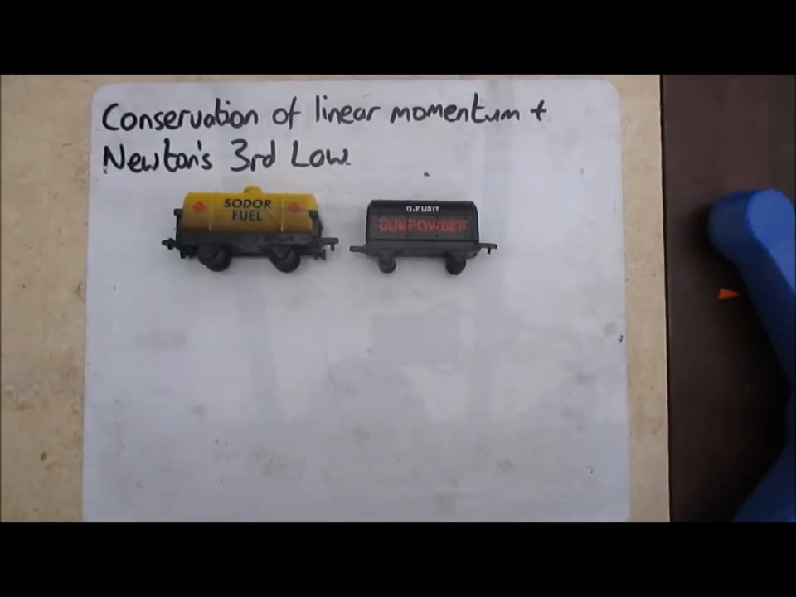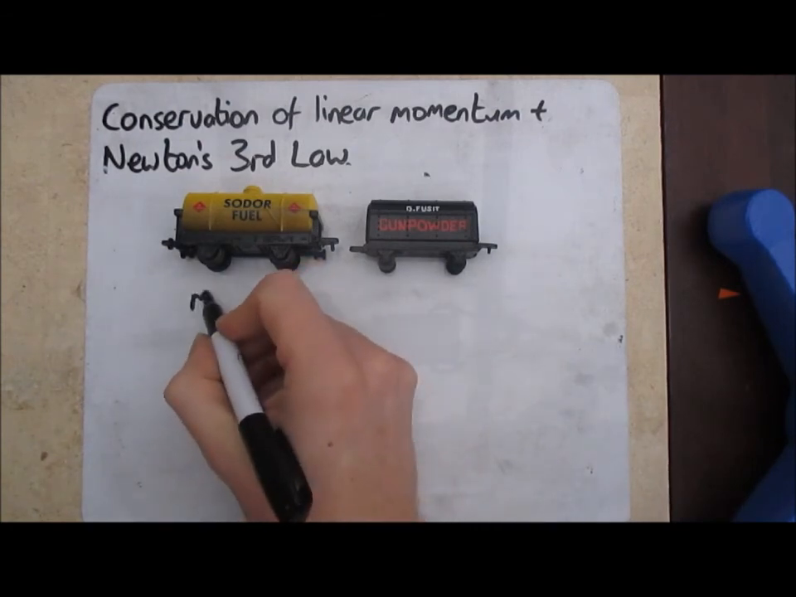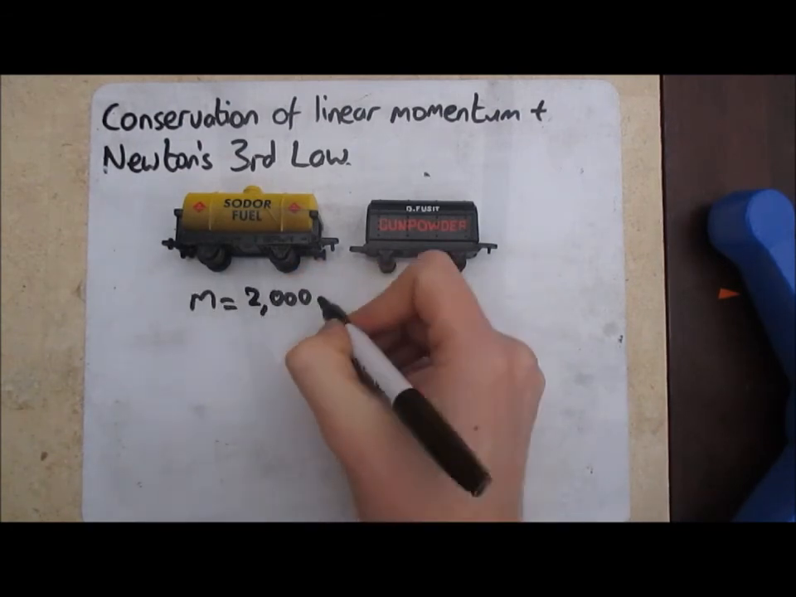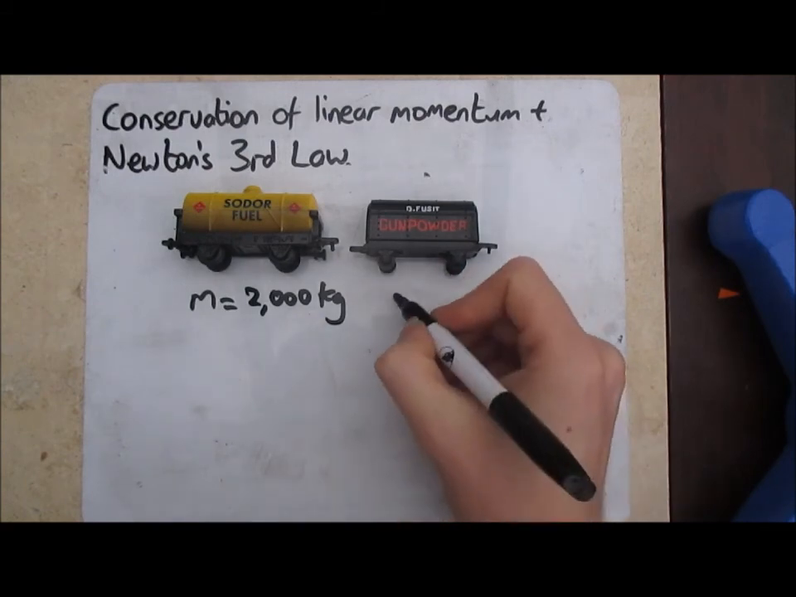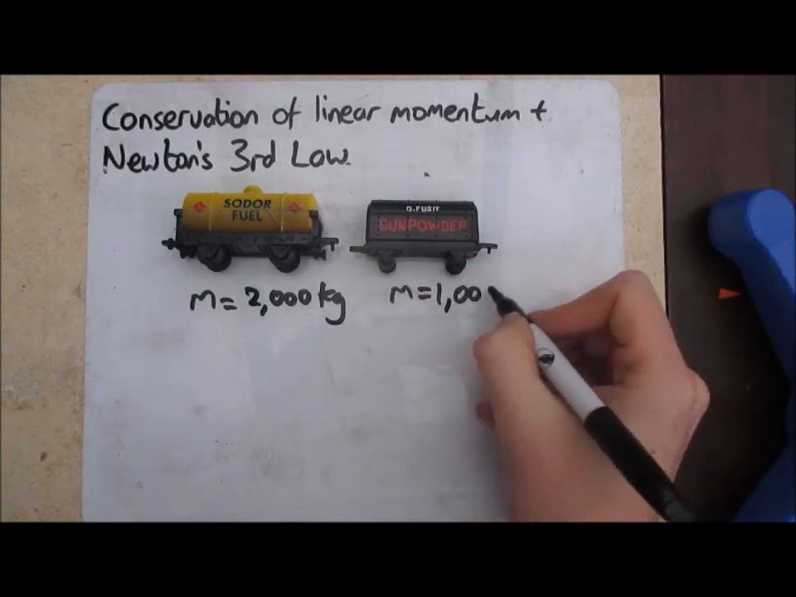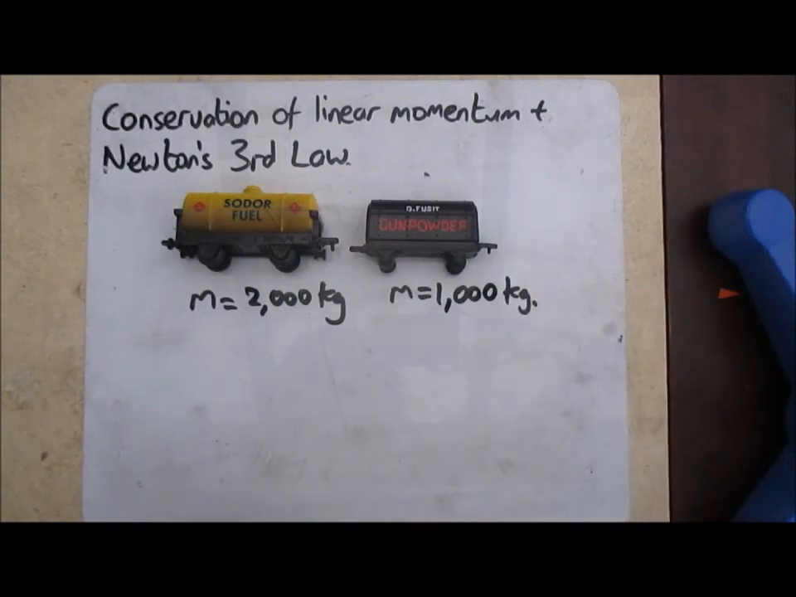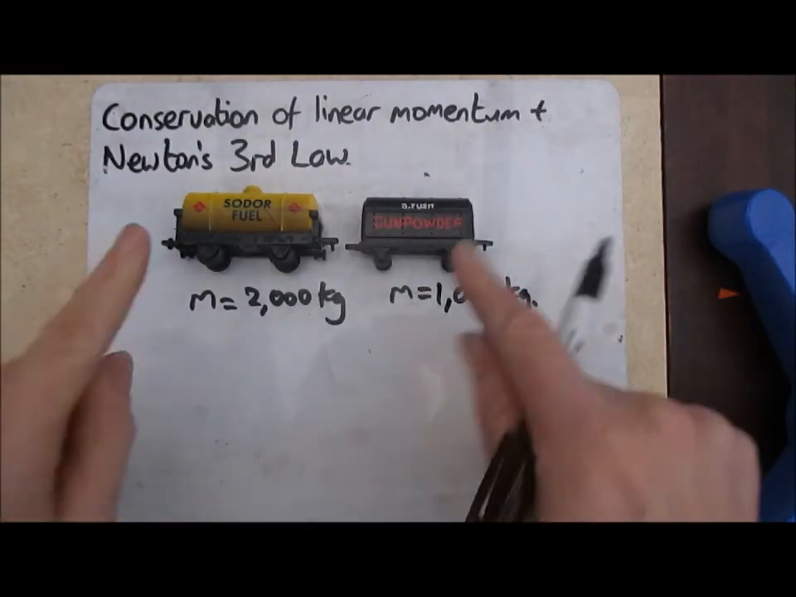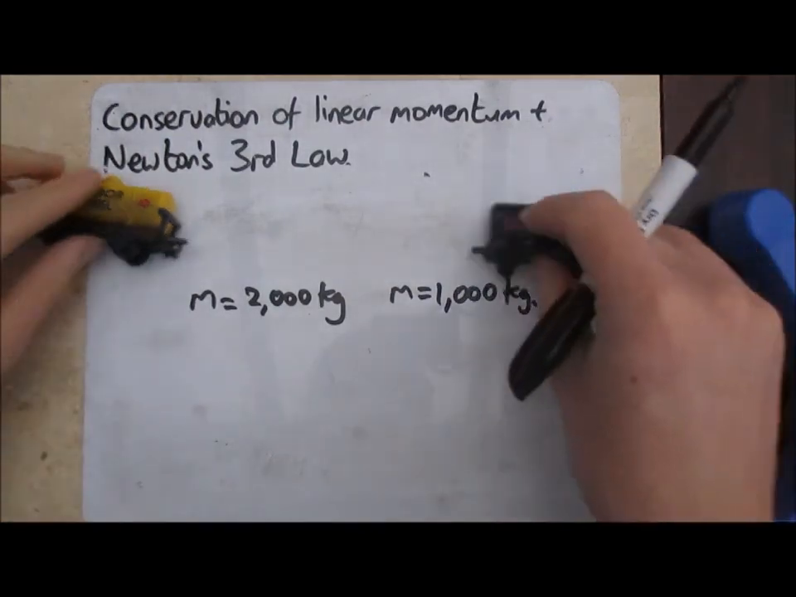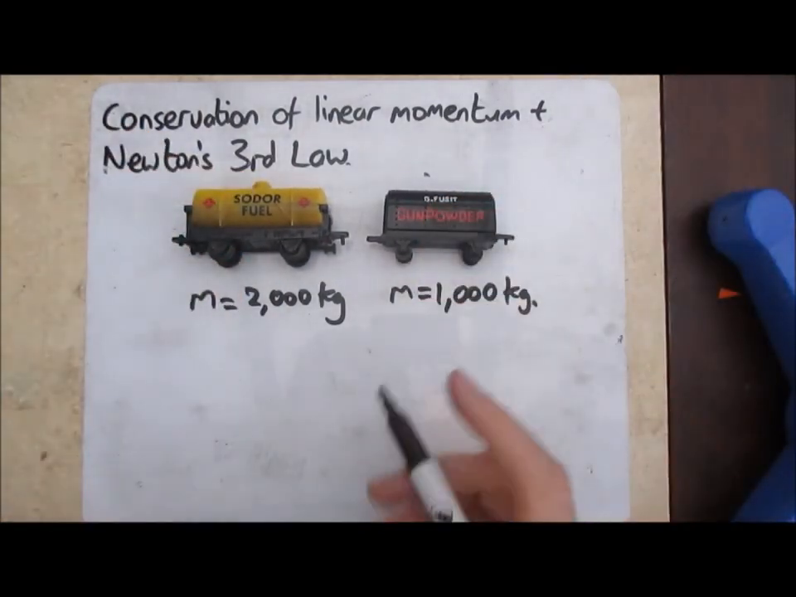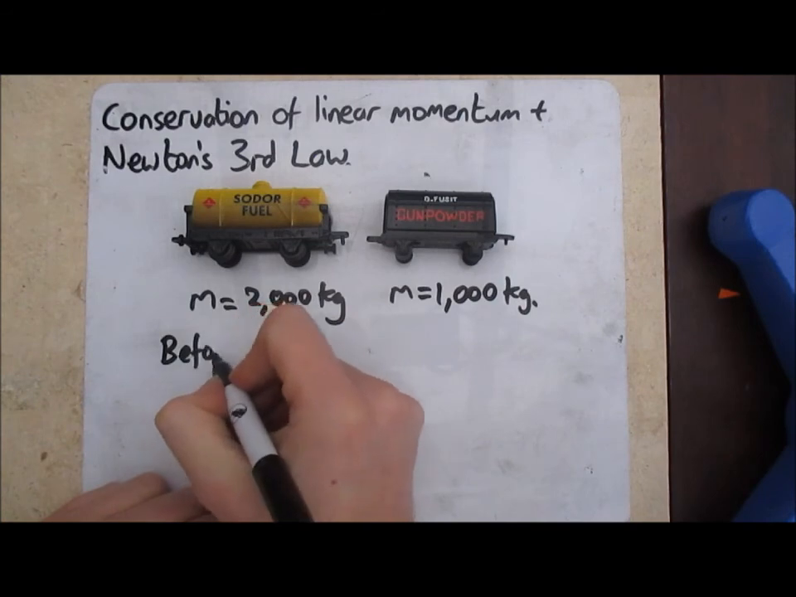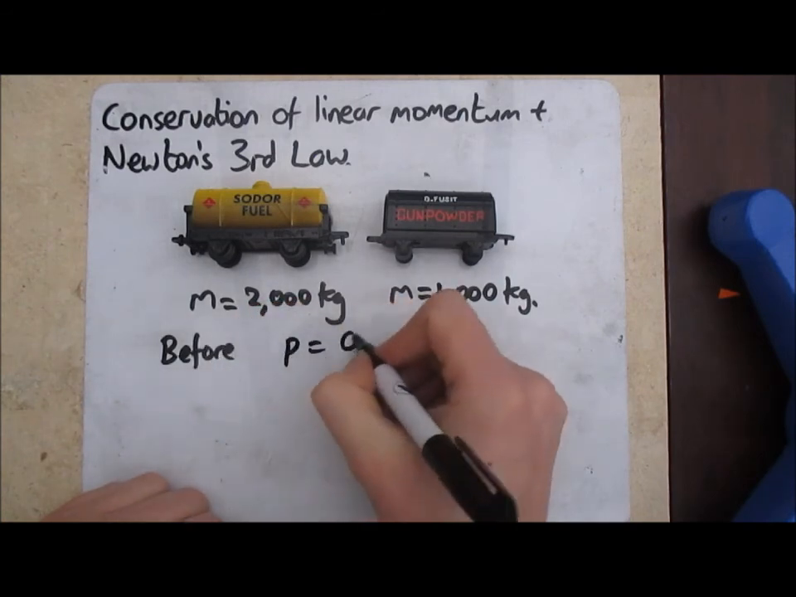A last worked example scenario to consider is, what happens if things don't collide with each other, but actually they move apart because a force pushes them apart? So here looks like two good things to mix together: a fuel truck, that we'll just make up a mass for, so that's 2,000 kilograms, and our gunpowder truck, a little bit smaller, so we'll say that's got a mass of 1,000 kilograms. There's some kind of explosion and they move apart. So in this scenario, before, momentum is 0.